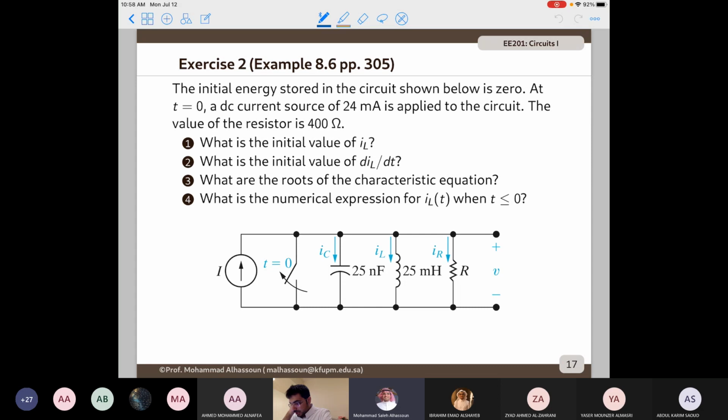Let's see. We have the following circuit. It's a parallel RLC circuit. The initial energy stored in the circuit is 0. No Talal, I can't hear you here. So you can ask your question. Please type it very quickly. This is just an exception.